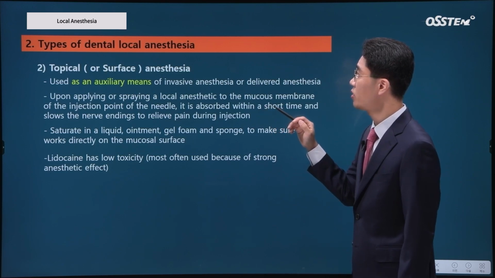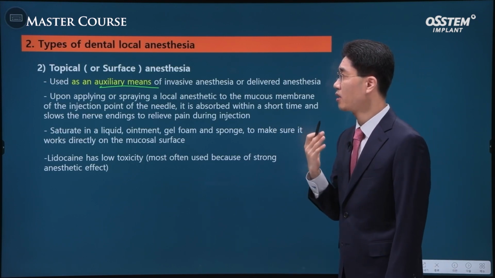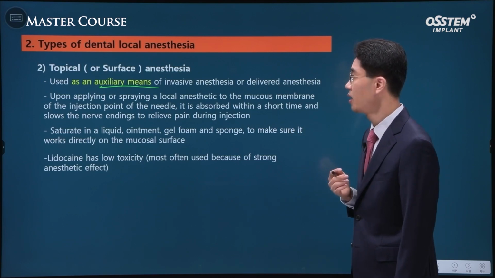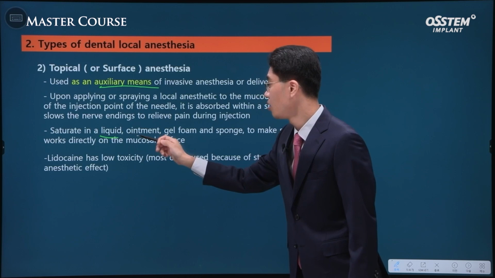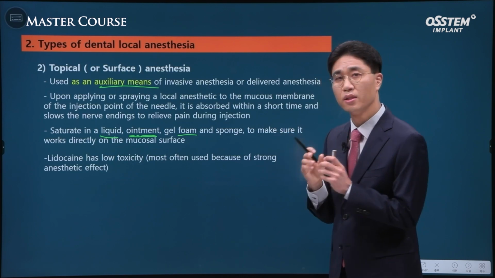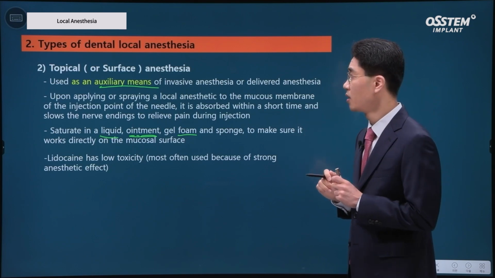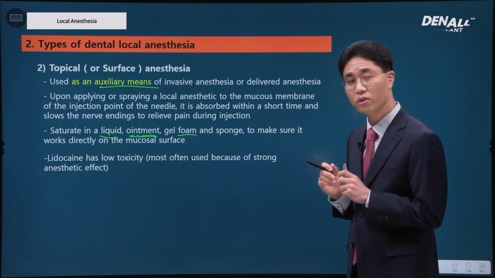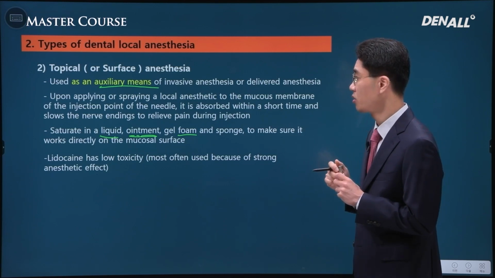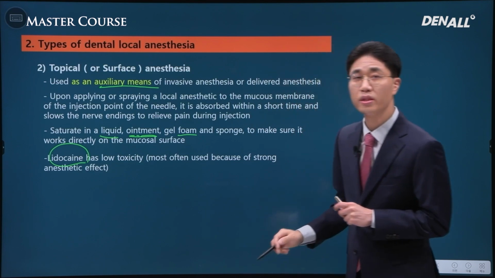Topical or surface anesthesia is, as mentioned, an auxiliary means. I'm sure a lot of dentists have such topical anesthesia available. It comes in liquid form as well as ointment and gel. In the area where the needle goes in, if such surface anesthesia is applied, you can numb that area and minimize pain when the needle goes through. Topical anesthetics include lidocaine, which is really well known.